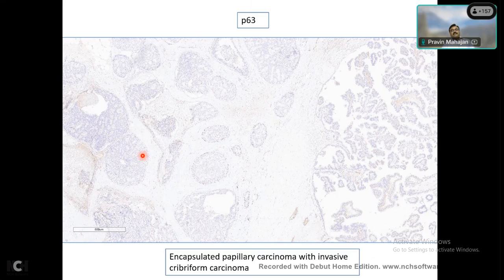So what it actually is, is an encapsulated papillary carcinoma which is associated with invasive cribriform carcinoma. In such cases, you will have to measure the T size by the size of this invasive cribriform carcinoma. That will be used for staging purposes.